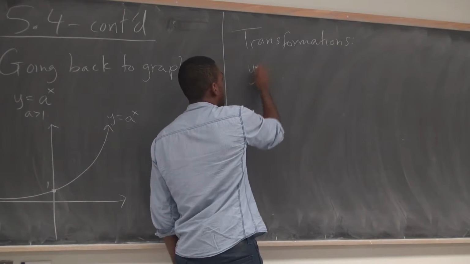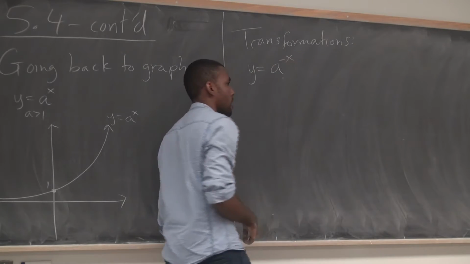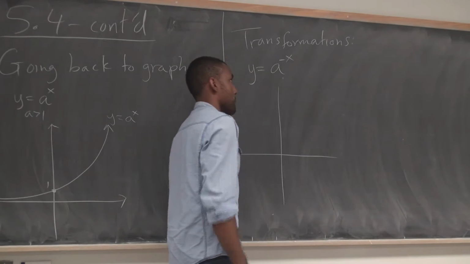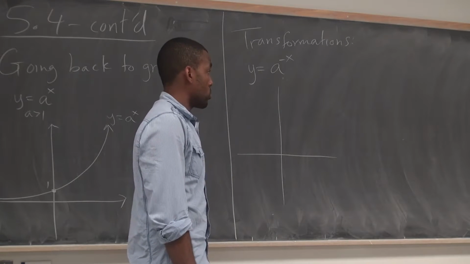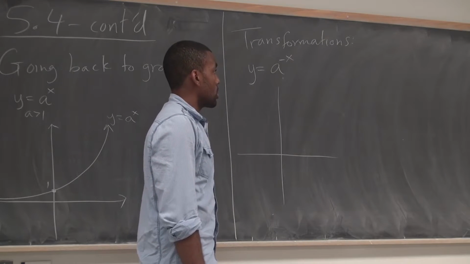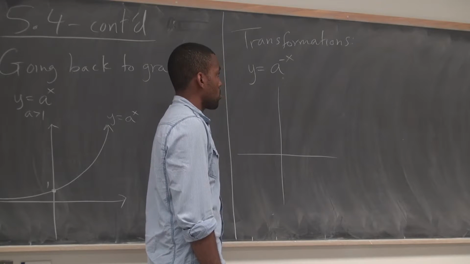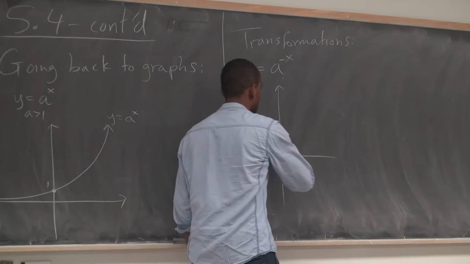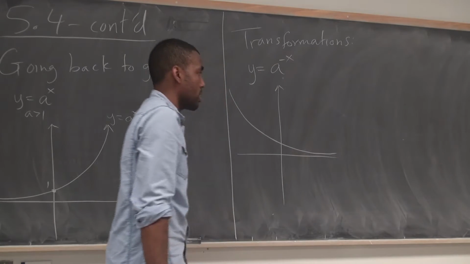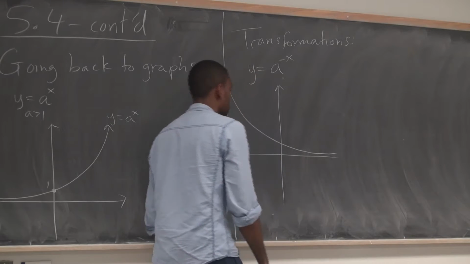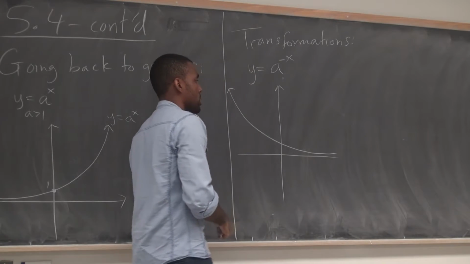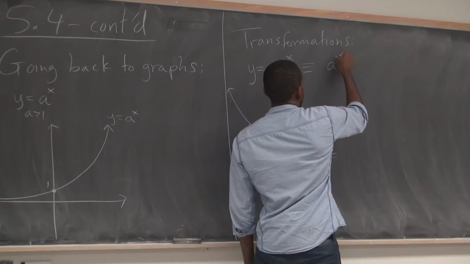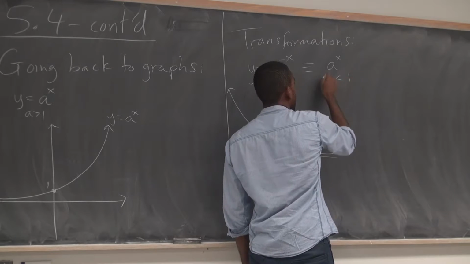So what if I ask you about y equals a to the minus x? Reflect where? X. It reflects in the y-axis, right? So you have to remember that when you change your x negative, it's a reflection in the y-axis. So this guy would be that graph, right? It's also equivalent to a to the x if a is less than 1.